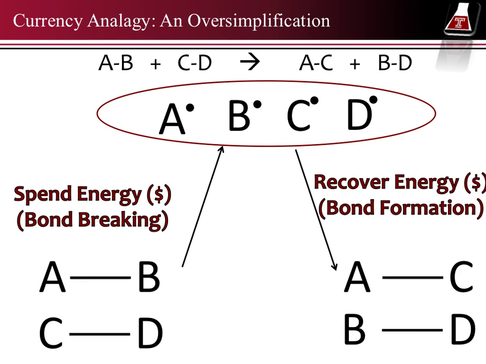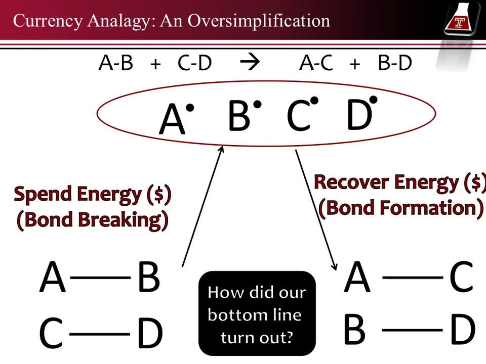Then we get a return on our investment. We're forming the bonds that we want. Whereas we put money in before, we are getting the money back now. So in this analogy, we want our overall bottom line to have a negative number. The bigger the negative number, the more money we're getting back from the system. And that's what bond formation is always giving us: energy back, and a negative delta H value for enthalpy.